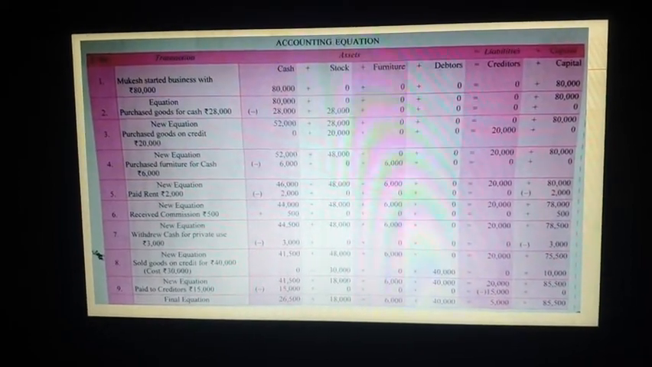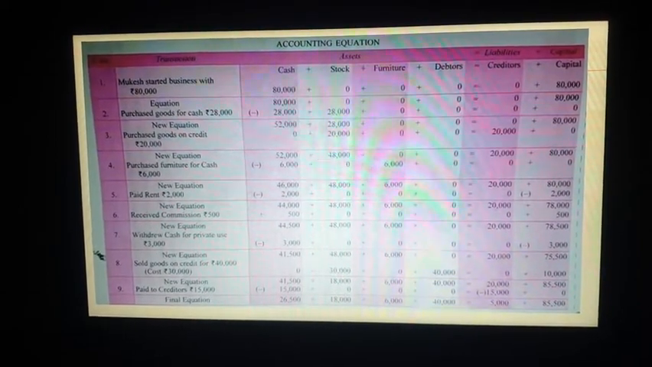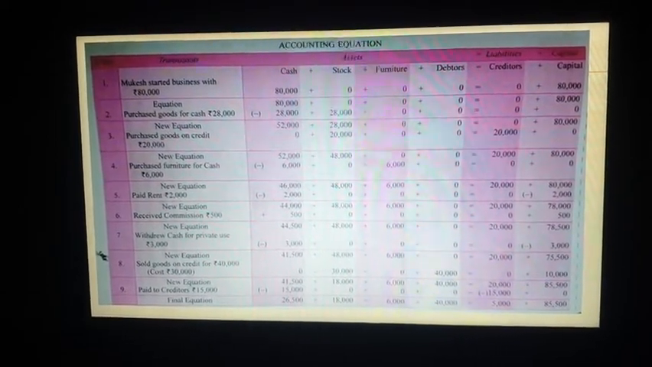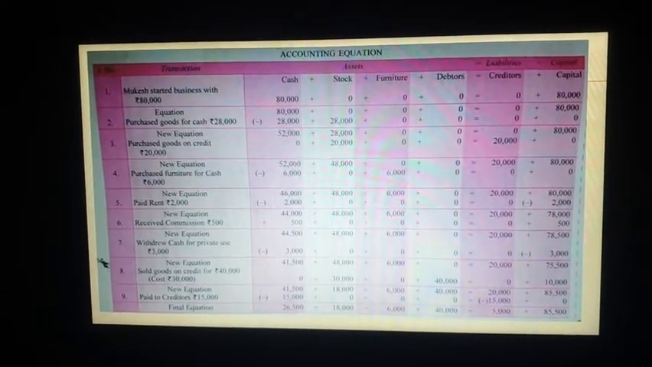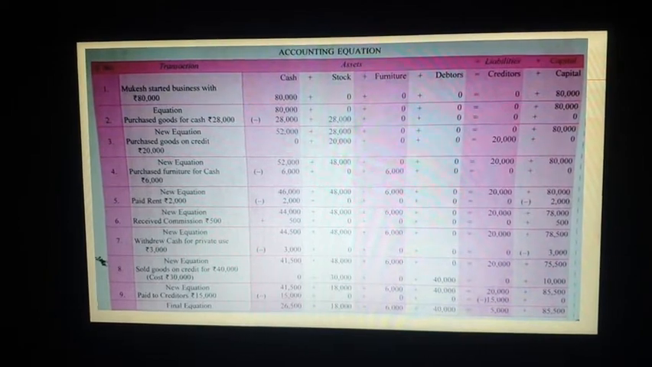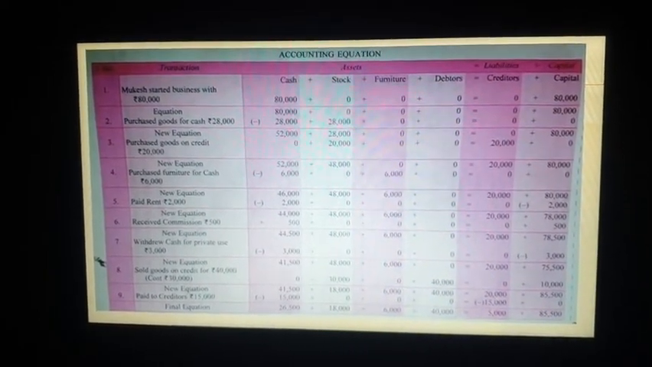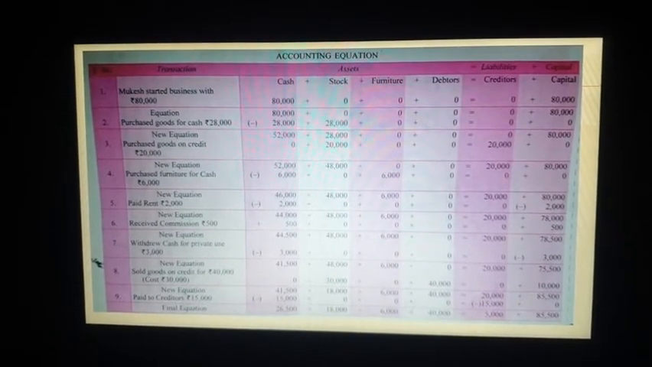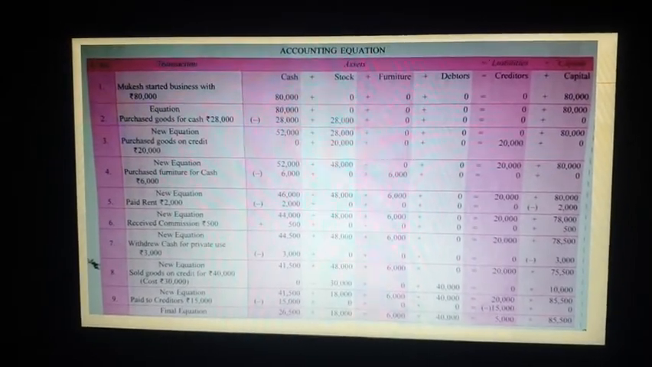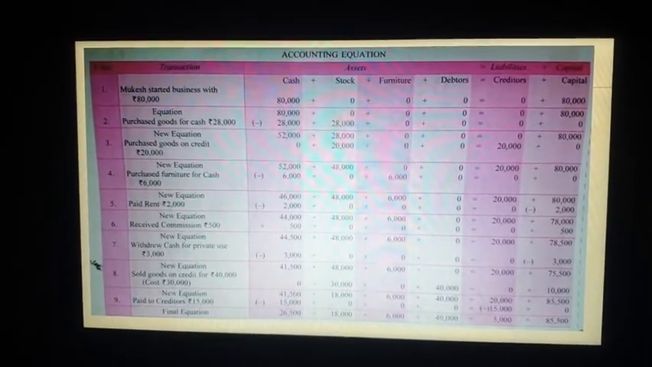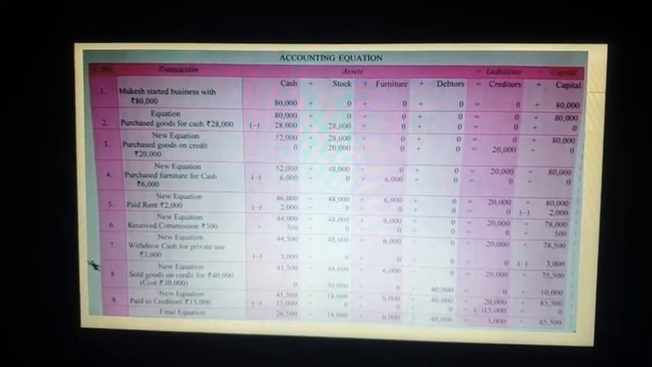There is no transaction of furniture and debtors. Then come to the creditor part. Creditor is 20,000 and capital is still same 80,000. So if you see that liability plus capital comes to 1 lakh. And same like that cash 52,000 plus stock 48,000, both comes to 1 lakh. So after the third point where the new equation is given, 52 plus 48, 1 lakh on the asset side and 20 plus 80, 1 lakh on the liability side. So after each transaction, your asset total will always be equal to liability plus capital.